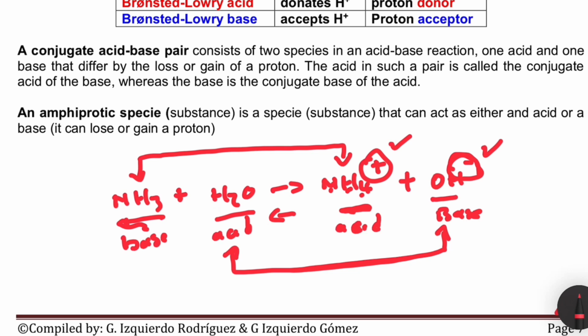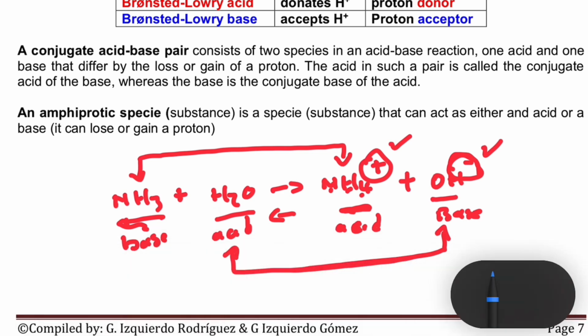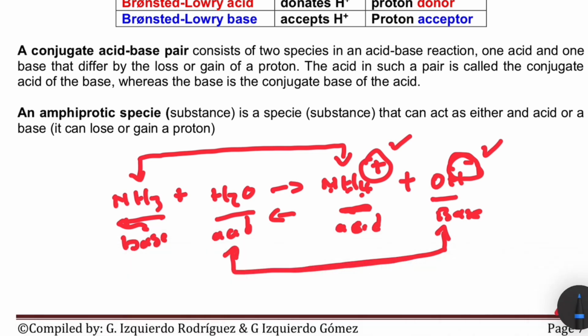One acid and one base that differ by the loss or gain of a proton. The difference between this base and this acid is a loss of a proton or a gain of a proton, depending on how you look at it. And the difference between H2O and OH minus is still the same, a loss or a gain of a proton. So this is an acid-base conjugate pair. We've touched on the Arrhenius theory, the Lowry-Bronsted theory, and conjugate acid-base pairs.